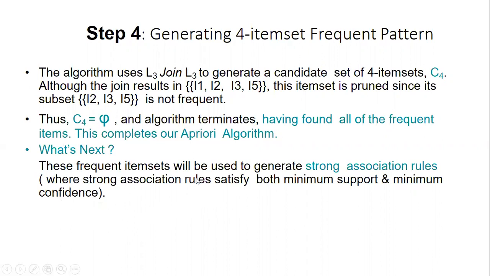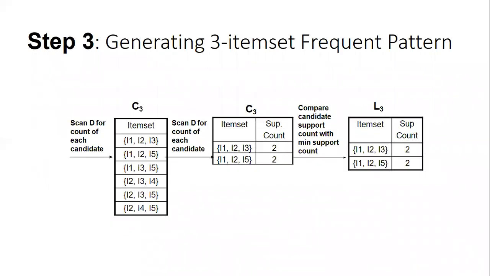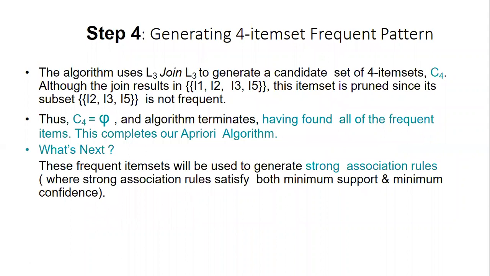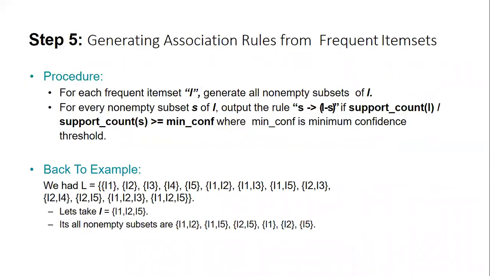So what do we have to find next? We have to find the strong association rules. You have to remember what frequent itemsets we have: I1, I2, I3 and I1, I2, I5. These are the frequent itemsets we have currently. The first step is over. We have generated two frequent itemsets, I1, I2, I3 and I1, I2, I5. Now we move on to the next step, that is rule generation.